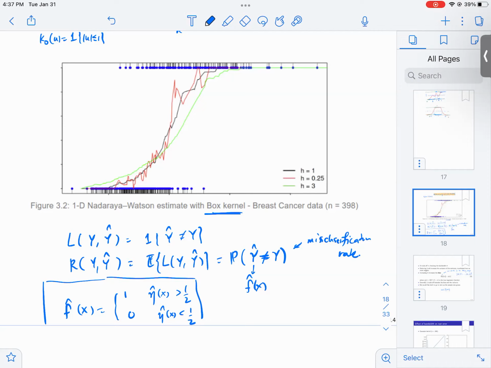I either have to estimate them, but instead of estimating the distribution, we can try to estimate this. I don't have it because I don't know the actual distribution, but I can get an estimate of the risk, an estimate of this classification rate. How do I get that?